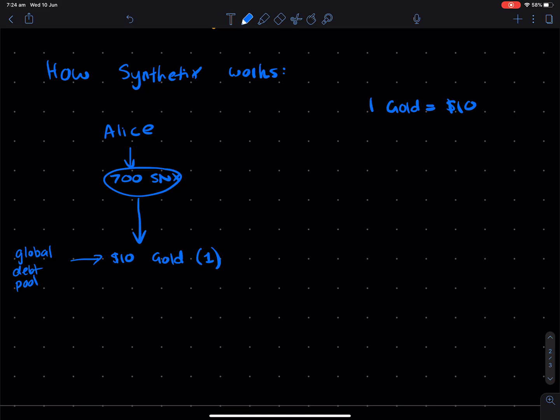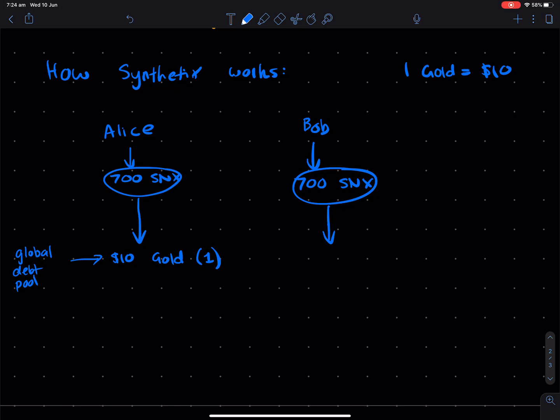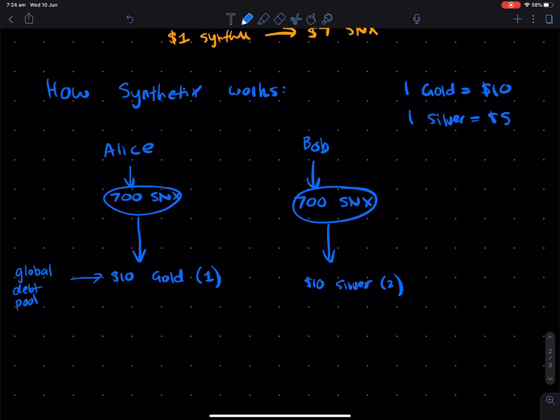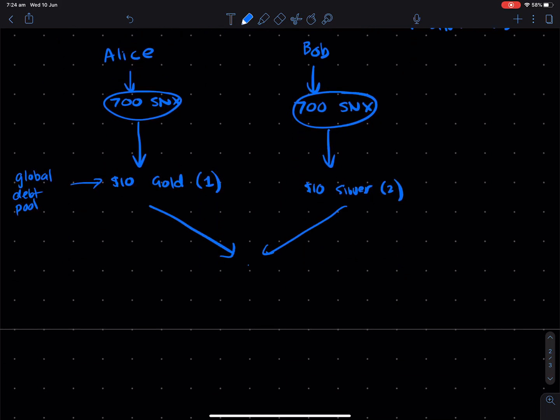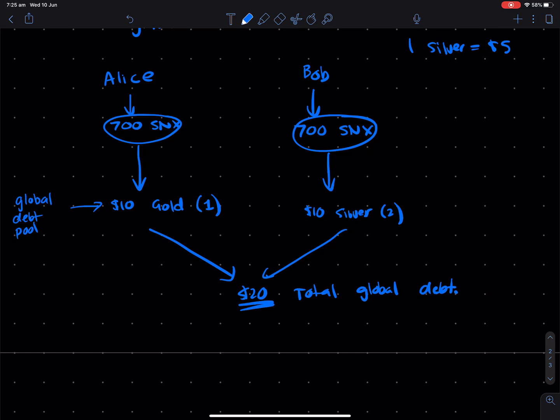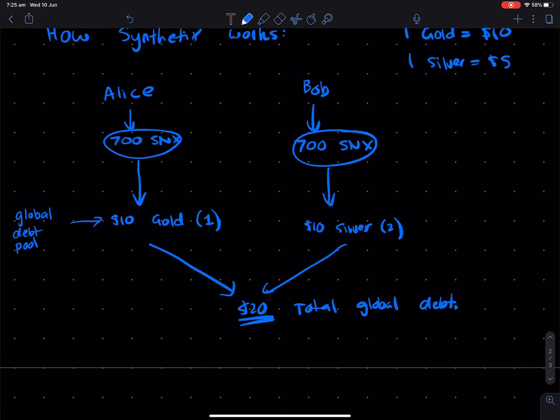Now, let's say we then have Bob over here, who also has 700 SNX tokens, but instead he decides to create $10 worth of silver, where one silver is equal to $5. So he actually owns two. So 10 plus 10 will give us $20. This is what we call the total global debt in the system. All right, this is how much money the system has in it. Now, this is where you kind of need to be switched on.